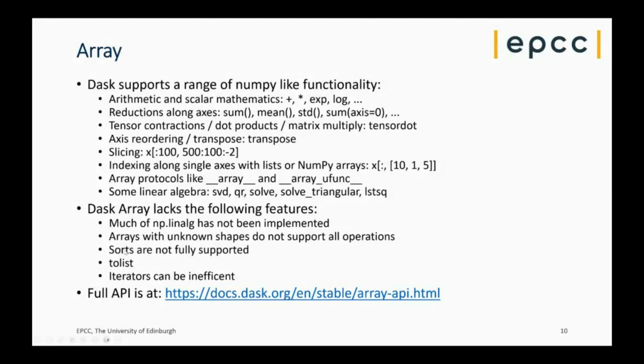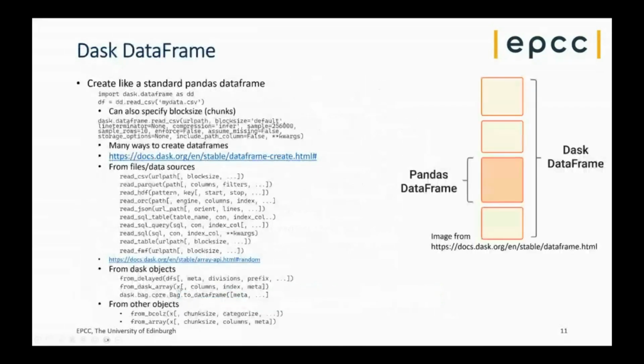It doesn't really like arrays with unknown shapes, so it likes the distributed array, understandably, to be reasonably well defined before it's used. And there's not particularly good support for sorting of arrays or tolist functionality. You probably wouldn't ever want to do tolist anyway, because you don't want to bring most of the array down to a single worker, because you'll probably run out of memory. And iterating across a Dask array can be very inefficient. It's not generally the way we use them.